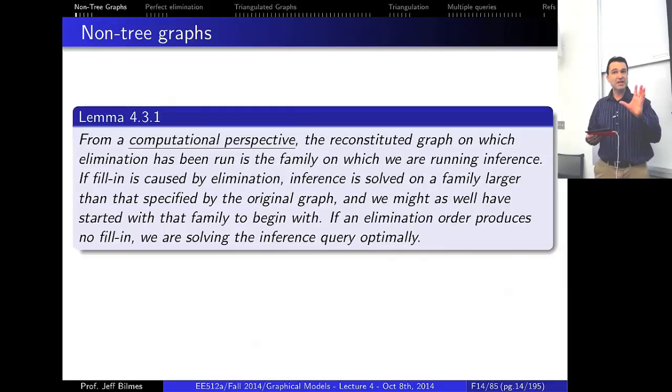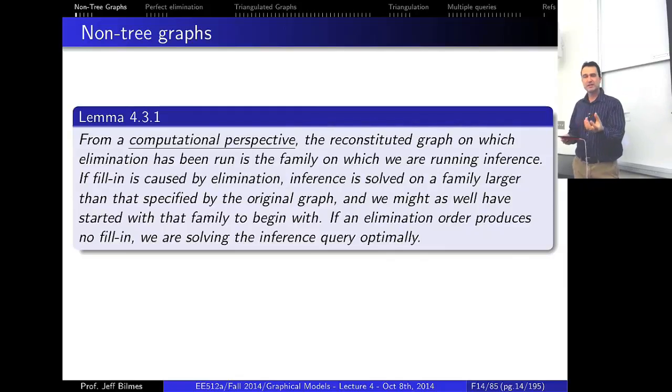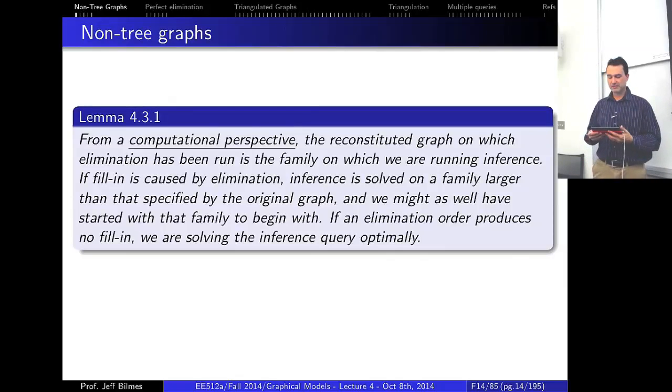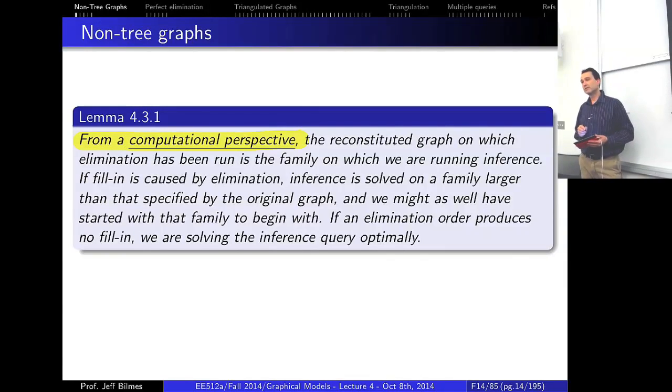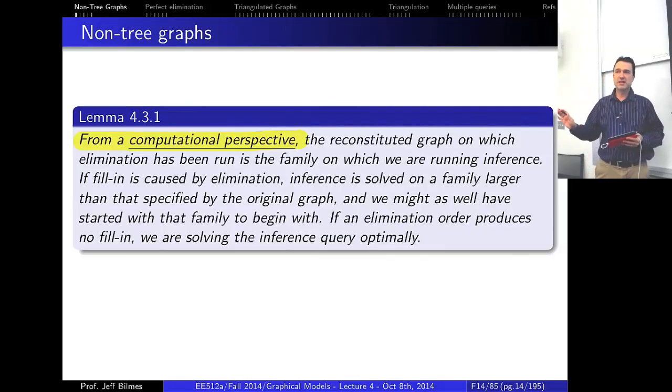It says, from a computational perspective, not from a statistical perspective or from a number of parameters perspective, that the reconstituted graph that we get after we run elimination is essentially the family that we're working with to begin with. So if computation is your prime objective, then you might as well start with the graph that was reconstituted, if you're insisting upon using that elimination order.